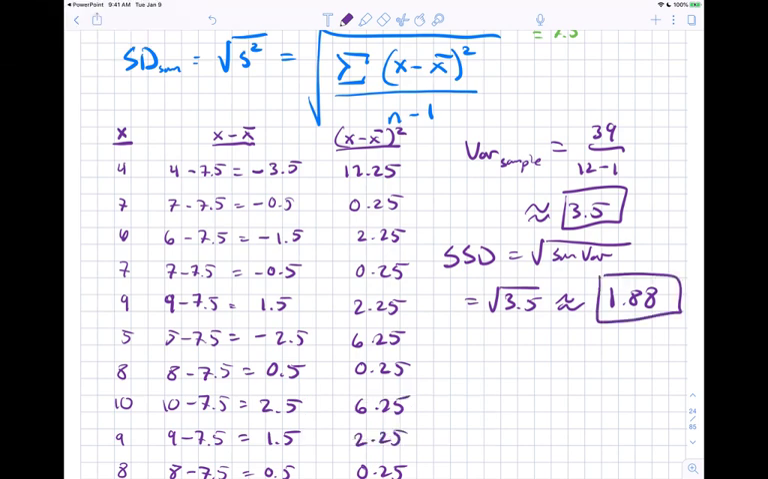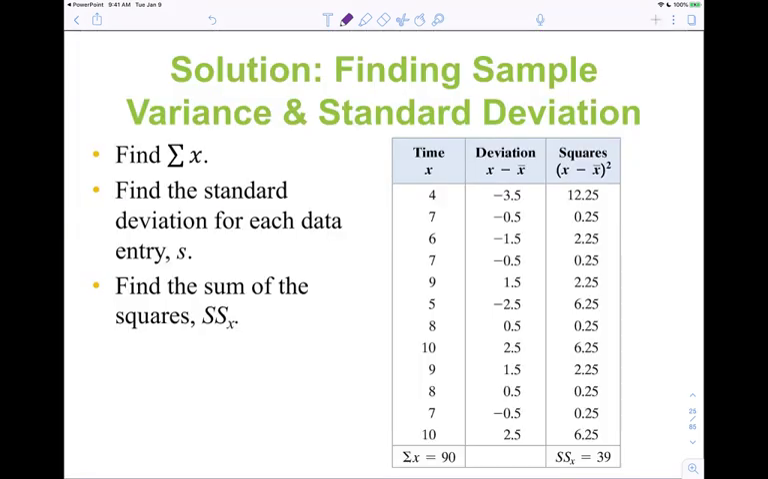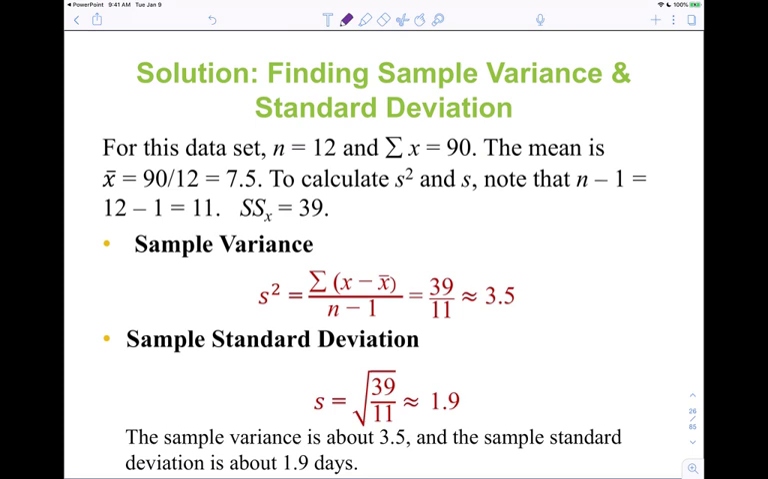Okay, let's see, how do we do? That was fun. 3.5 and 1.88. So the 39 is there. You can see the numbers add up to 39. This looks good. 3.5. And we got 1.88, which is approximately 1.9. Okay, and the units here are days. So again, sample variance and sample standard deviation have the same units as the data set. Okay, that was fun. Moving along.